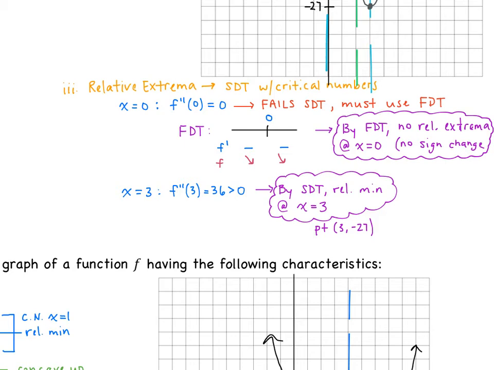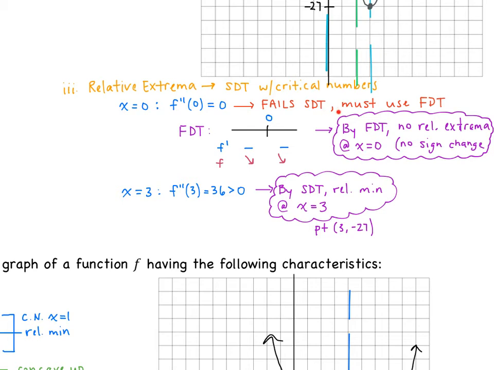Okay, now we're ready to determine some relative extrema. Since our second derivative was pretty easily found, we can use the second derivative test with our critical numbers from the first derivative. Remember, our critical numbers were x equals 0 and x equals 3. So we can plug these values into our second derivative. When I plug 0 into f double prime, we get 0.